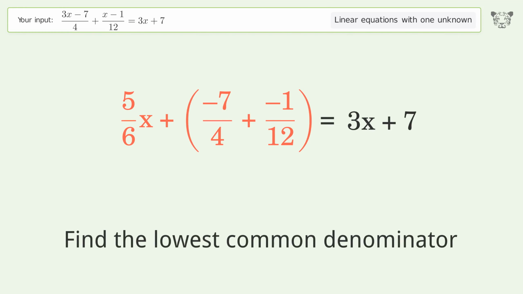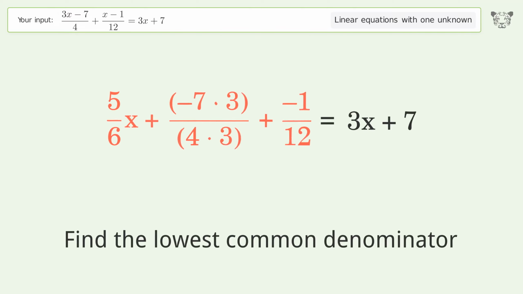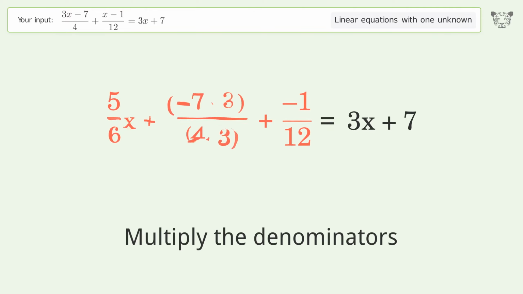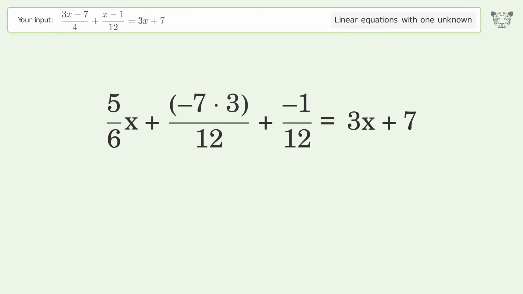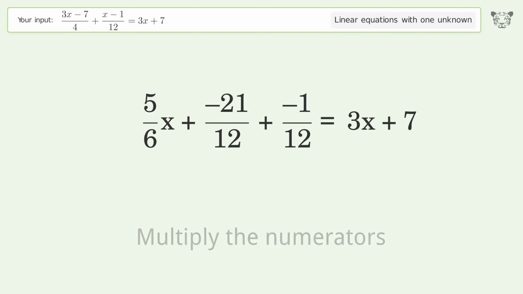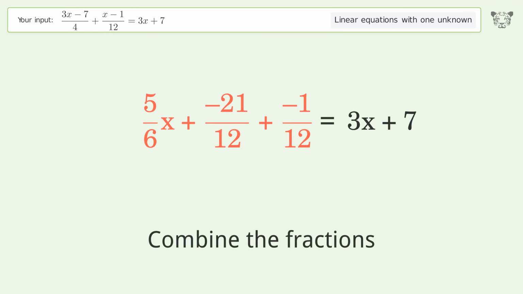Find the lowest common denominator. Multiply the denominators. Multiply the numerators. Combine the fractions.